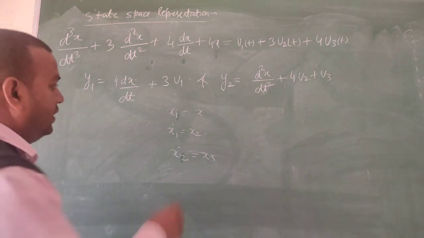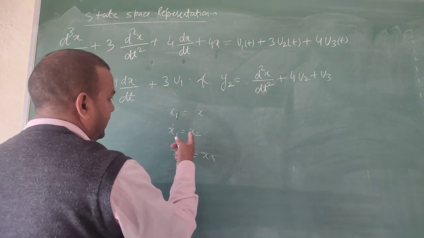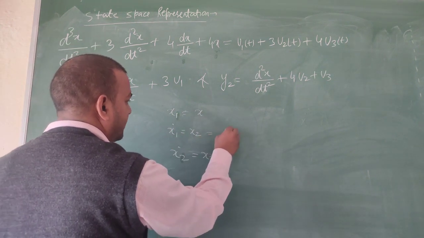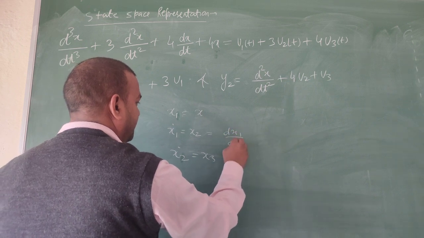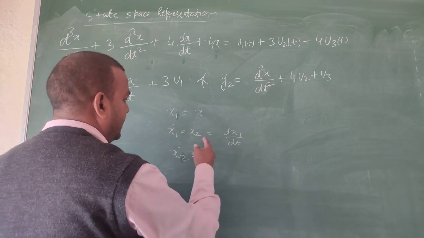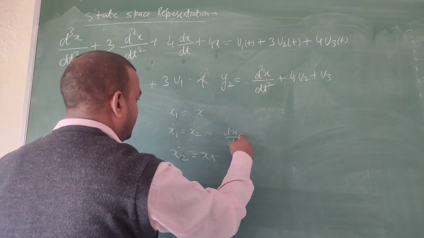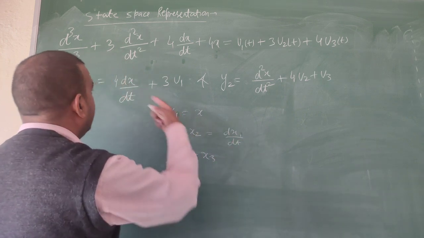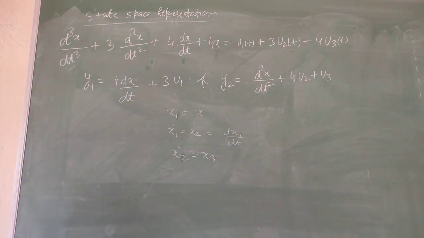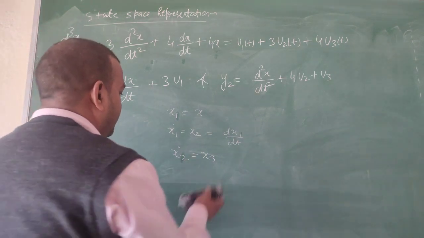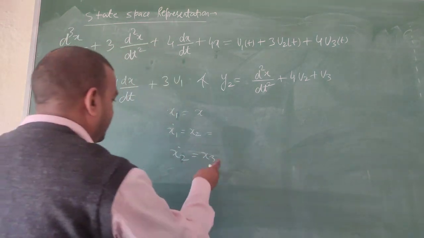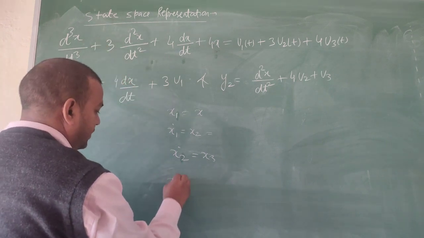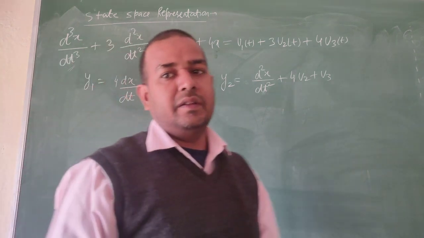Because x1 dot we can write as dx by dt, that is dx1 by dt. Similarly, we can write it in terms of d square x by dt square, and similarly d cube x by dt cube. We define this up to x3, and we will stop here. So x3 dot equals, we can represent the further system.